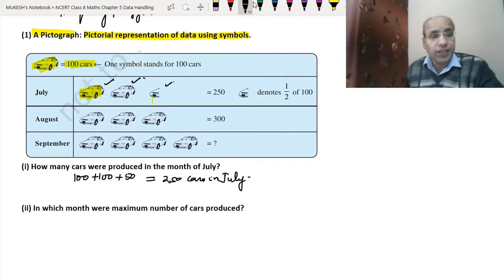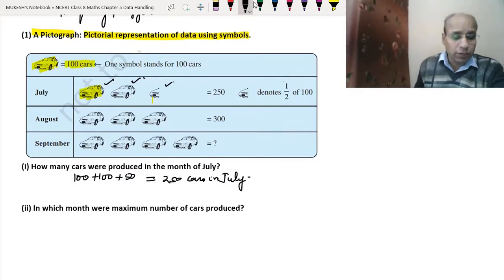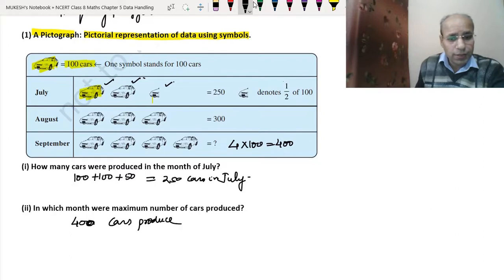Okay, so 250 cars have been sold in the month of July. Now the question is, in which month was the maximum number of cars produced? Here in July we have 2.5 symbols. In August we have 3 symbols, and in September we have 4 symbols. That means 1, 2, 3, 4. So 4 into 100 is equal to 400. That means 400 cars were produced in the month of September.